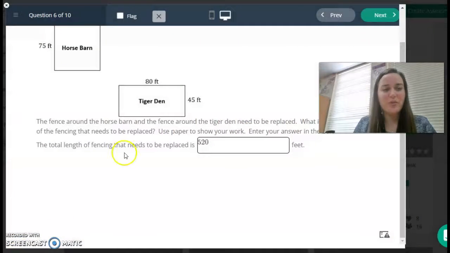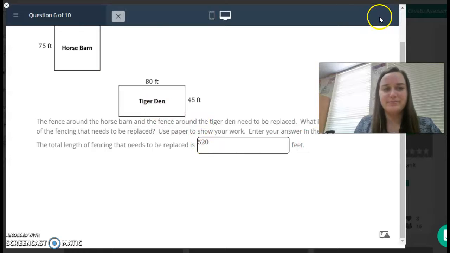Hey, welcome back to part 2. So where you left off, we were on question 6. We found the perimeters of the horse barn and the tiger den. We added that together and we got 520 feet.